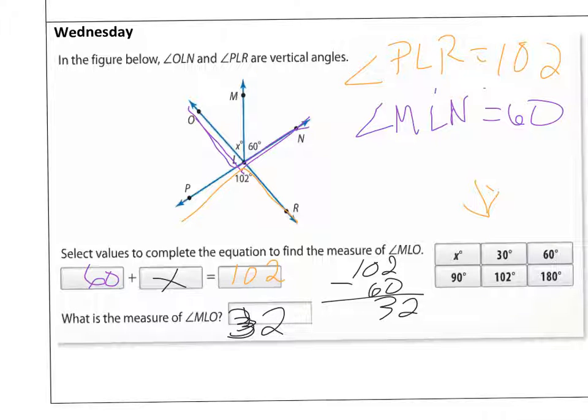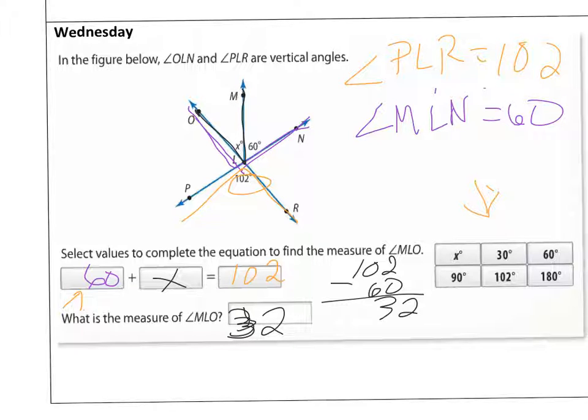Alright, what we do know is that angle PLR is 102 degrees. So we see that right here. So that's going to be our total when we create our equation. Then we know that angle MLN is 60 degrees. So that's going to be the constant in the equation. And then X is what we're looking for. So we notice that MLN is where X is. So that's what we're looking for.